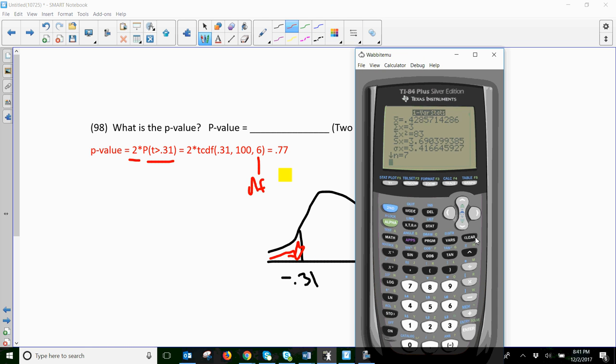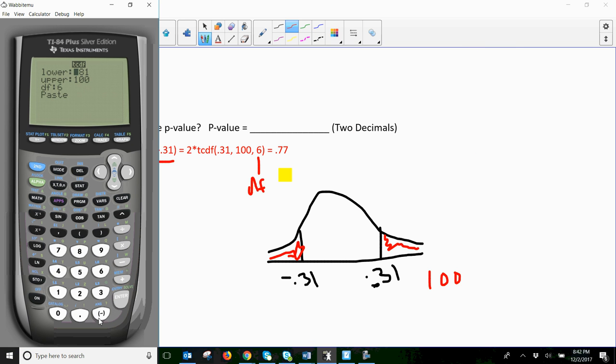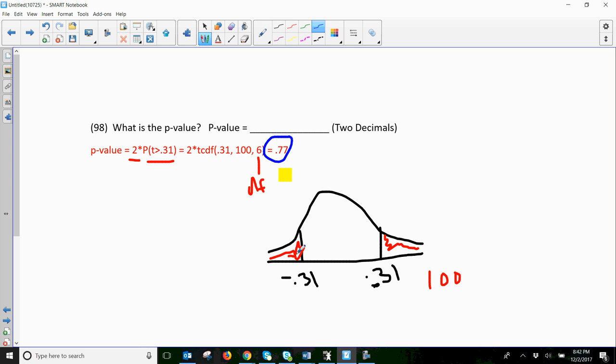Okay. So again, we can go to second vars and go down to tcdf, and we use 0.31 now for our lower bound. We'll use 100 for our upper bound. Degrees of freedom is still 6. I'll go ahead and paste that in, and then multiply it by 2. And you could have done 2 first. It doesn't matter. Either way, if we round this to 2 decimal places, you're going to get 0.77. So this is your p-value. This is the combined total of the area in the tails. And this is going to equal 0.77.